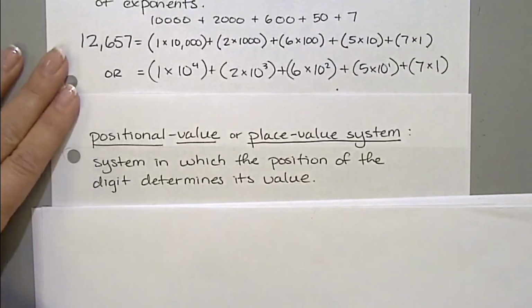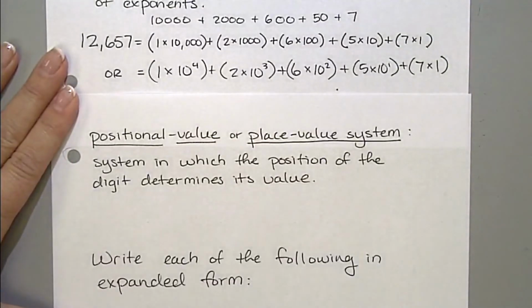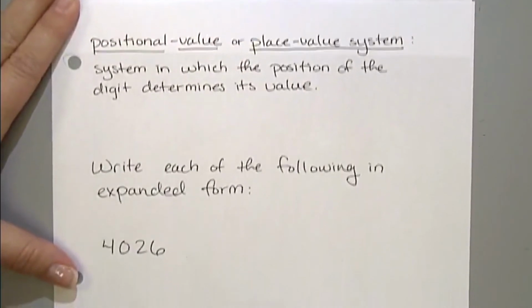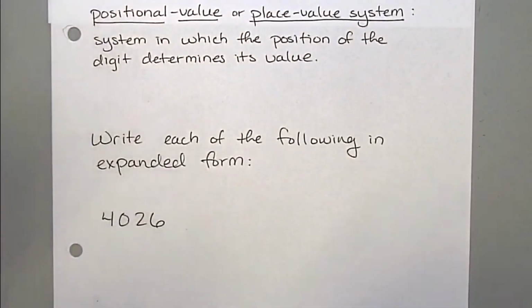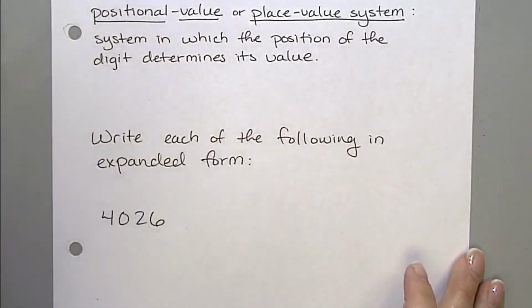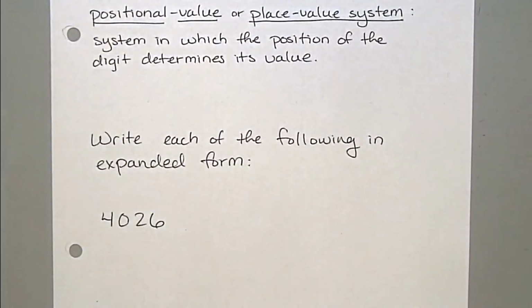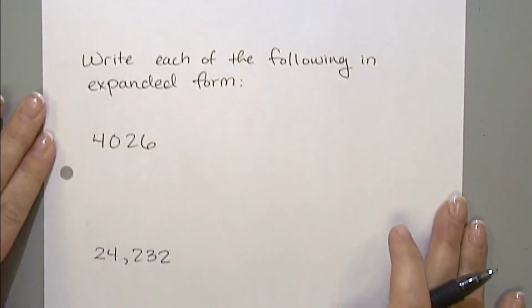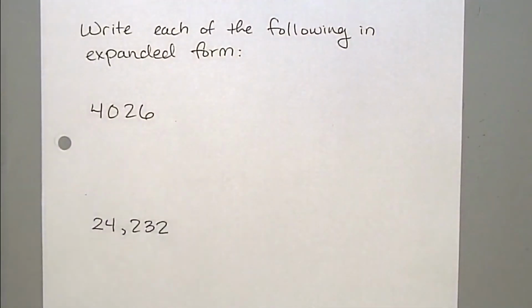All right, so go ahead and practice on your own putting these into expanded form. So we'll start with 4026, and in a second I'll move it up and there'll be another one. Okay, so the second number is 24,232.